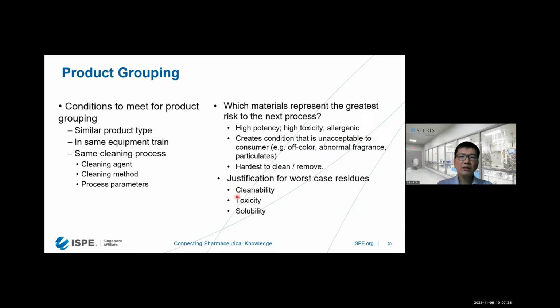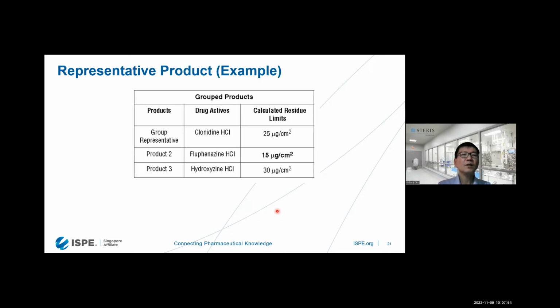So as mentioned before, the justification for worst case residues can be based on the cleanability. So how easy it is to clean using the cleaning solution from the surface, and the toxicity and solubility of the product in the cleaning solution as well. So these are examples of product grouping.